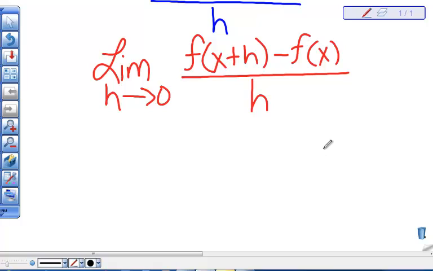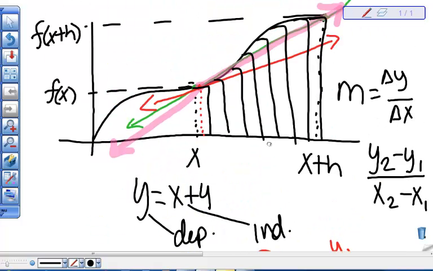For more information, please refer to your textbook at page 63. There's a better diagram than what I drew here. It'll go in a little bit more depth of what I just did right now.